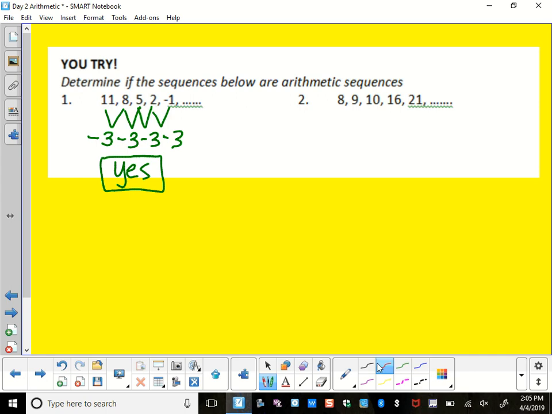On number 2, how do I get from 8 to 9? And then 9 to 10? 10 to 16? 16 to 21? Add 5. Is there a pattern there? No, so this is not arithmetic. This is nothing. Okay? So what we're going to be doing is we're first going to check to see what our difference is. If we have a difference that is the same, then we'll start with our process.